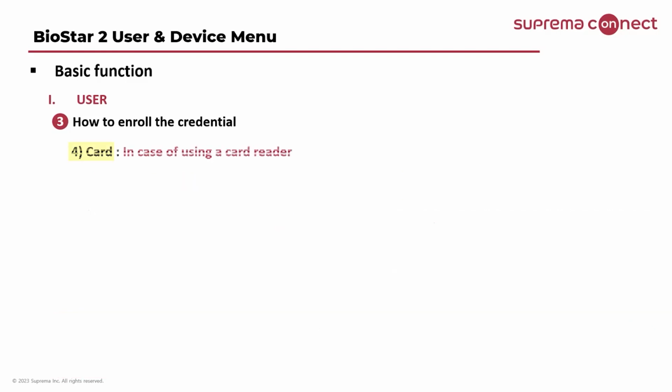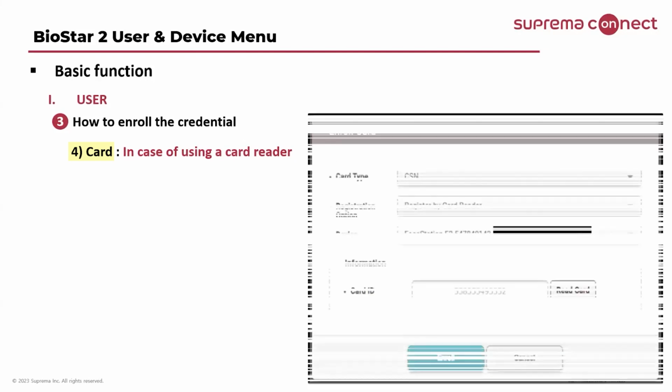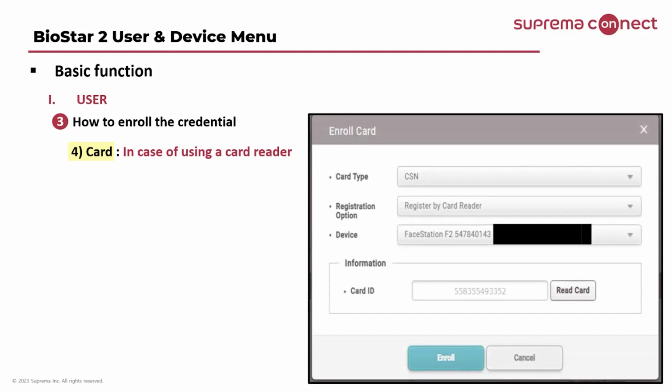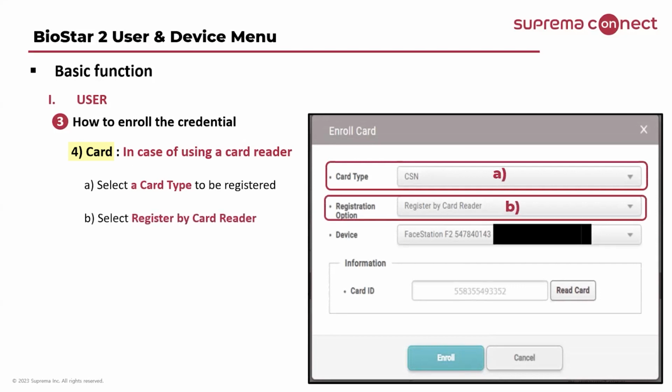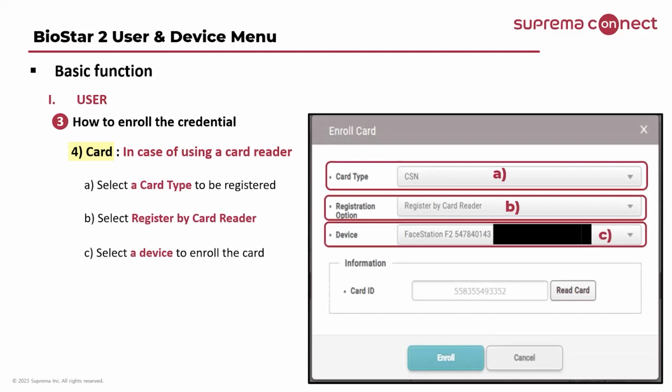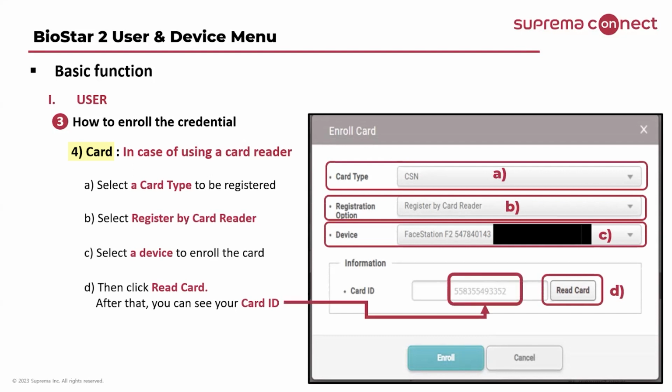The first is a card, and I will introduce the method of using a card reader. When clicking the card icon, you can see the following pop-up. Then select the card type you want to enroll in, and select Register by Card Reader. Then select a device. Click the Read Card. Then you can see your card ID. And finally, you can complete all steps by clicking Enroll.